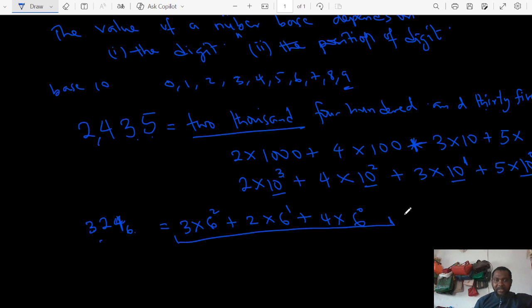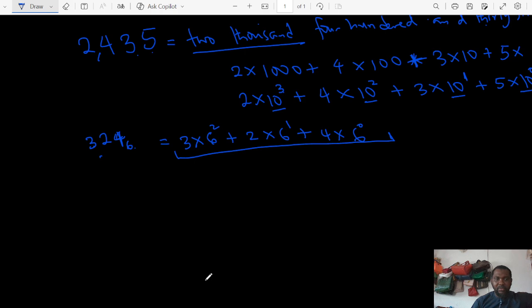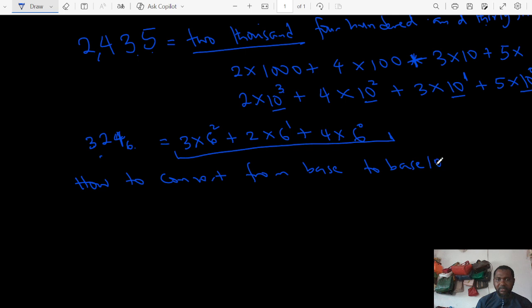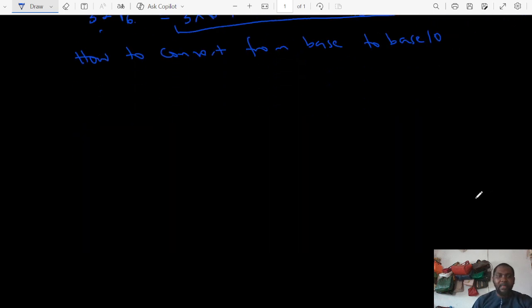Does it make sense? Okay? So now that leads us to how to convert from other base to base 10. Okay, now how do we convert from other base to base 10?